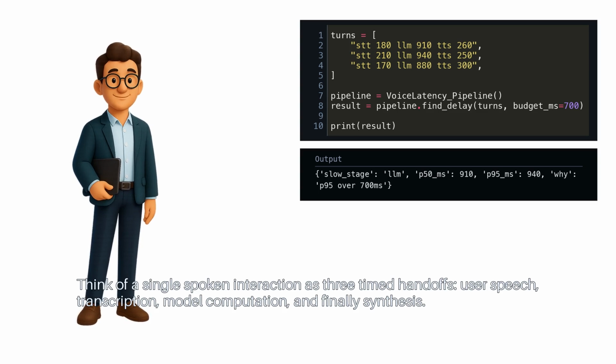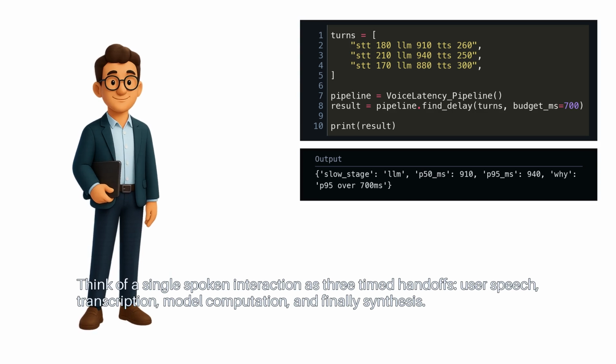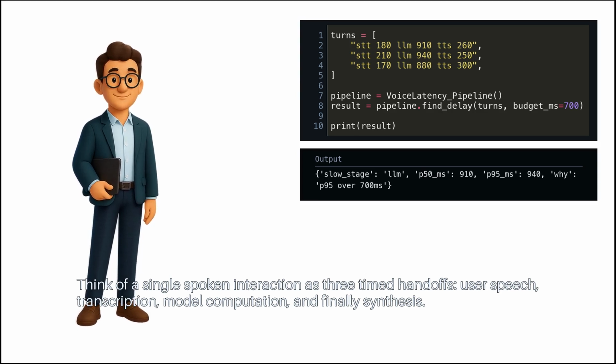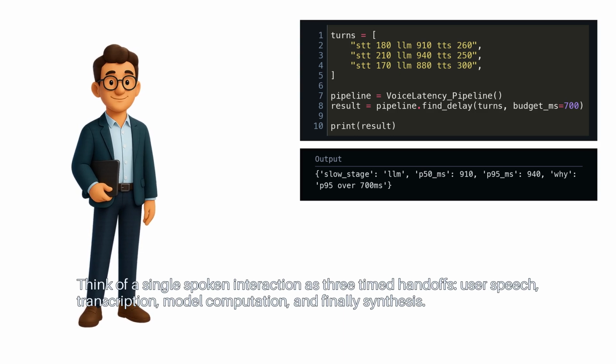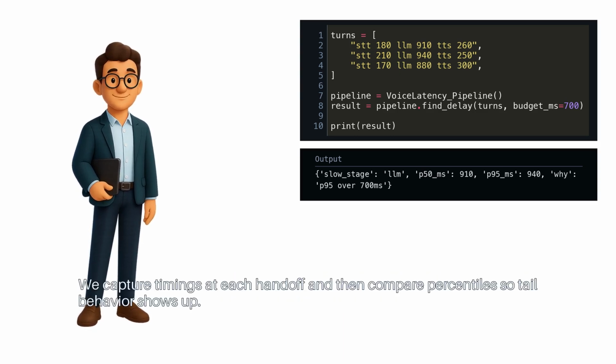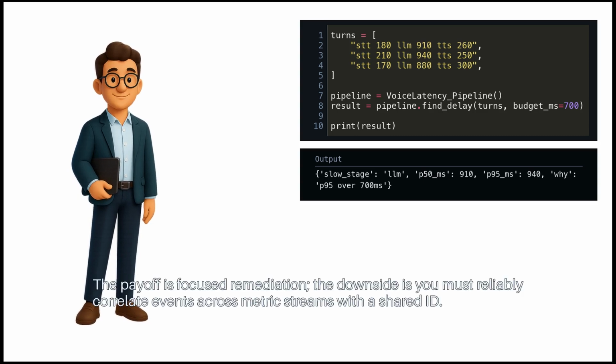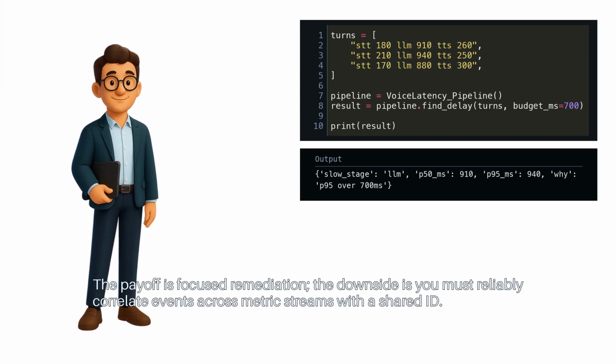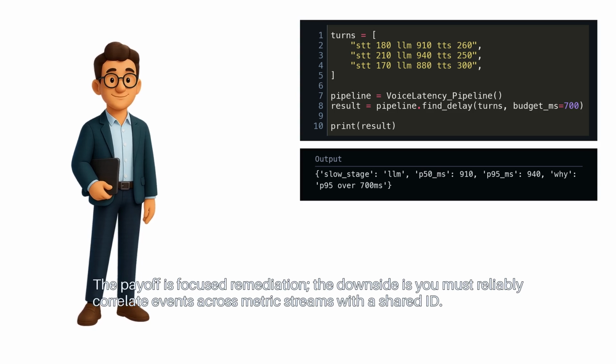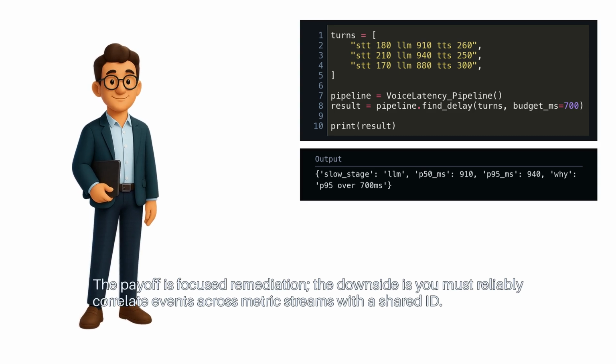Think of a single spoken interaction as 3 timed handoffs: user speech, transcription, model computation, and finally, synthesis. We capture timings at each handoff and then compare percentiles so tail behavior shows up. The payoff is focused remediation. The downside is you must reliably correlate events across metric streams with a shared ID.